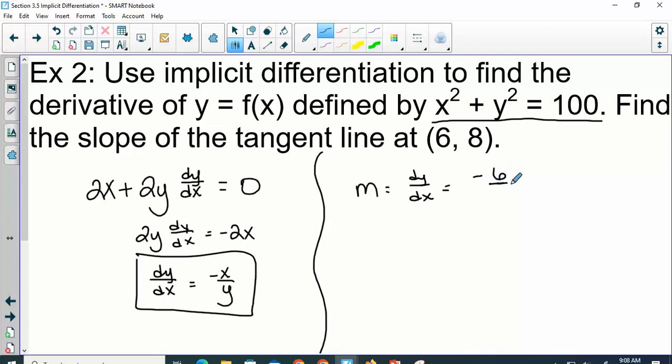So x is 6, y is 8, and we get negative 3/4. And we could write the full equation of the tangent line if I asked, but it's still a derivative, so it's still representing the slope of that tangent line. Questions there? So we're just practicing this all day today.